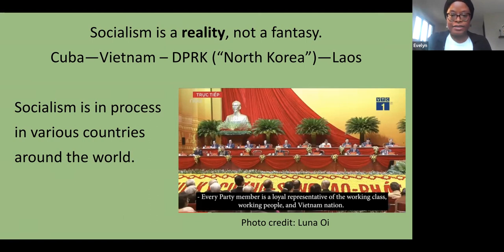And this photo credit is from Luna Oy, someone that you can find online and learn a lot about Vietnam. She's also recently released a book on Marxism and Leninism. But we'll have a lot of resources attached, and we'll send out some more for y'all to review. And we can move on to the next slide, please.